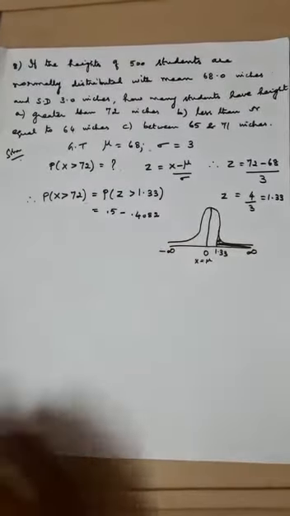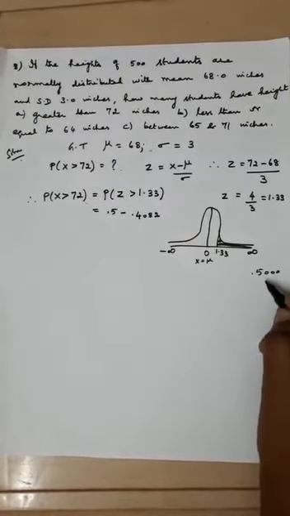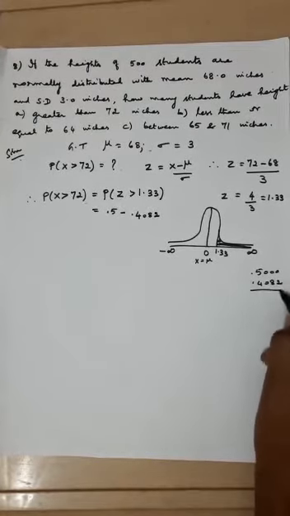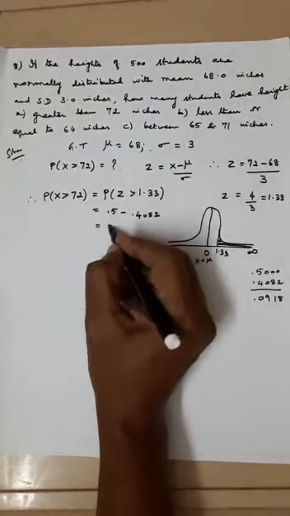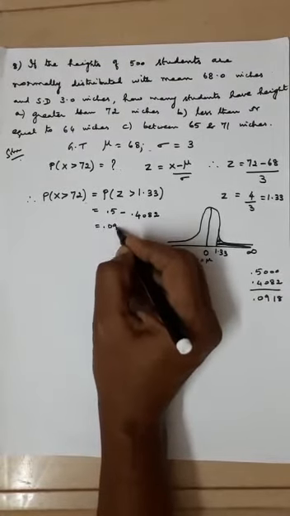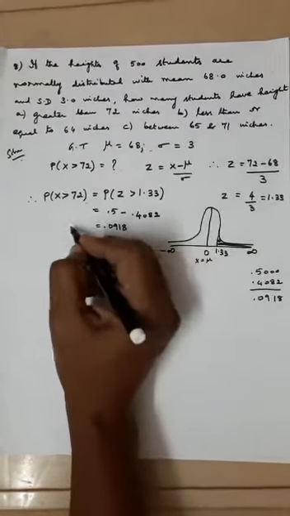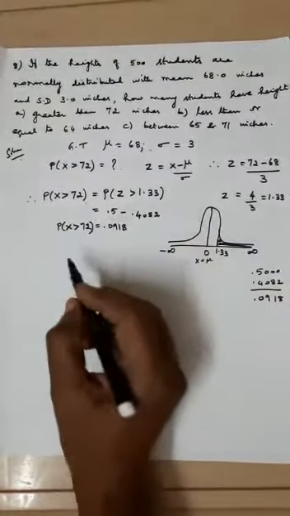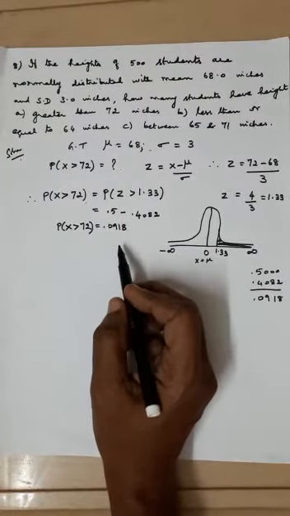4082, not 32, 4082. So when you subtract from 0.5, you know 0.5 is nothing but 5, and then you can put 3 zeros and subtract 4082. So it is 10 minus 2, 8, 9 minus 8, 1, 9 minus 0, 9, and 4 minus 4, 0. So it will be 0.0918. Is that okay? So this is the value for the probability of x greater than 72. This is 0.0918. This is for one student.